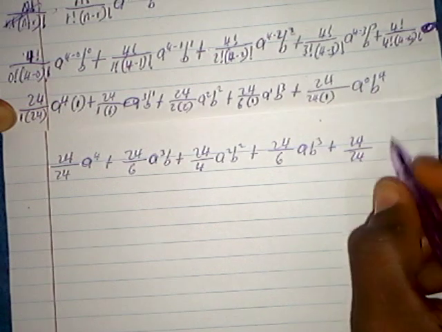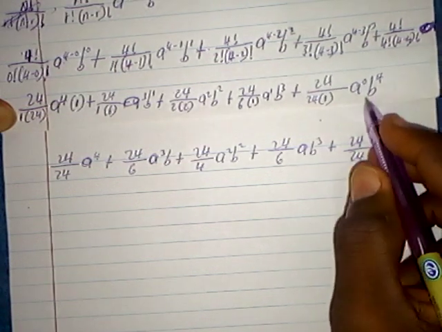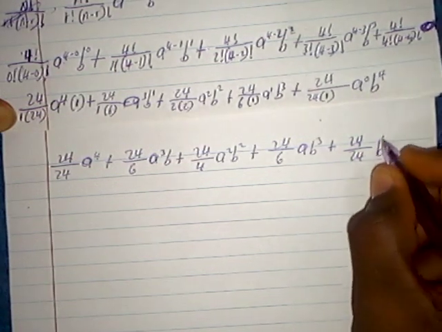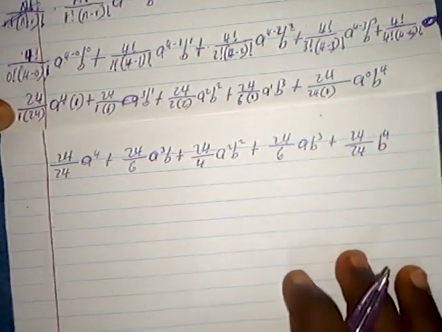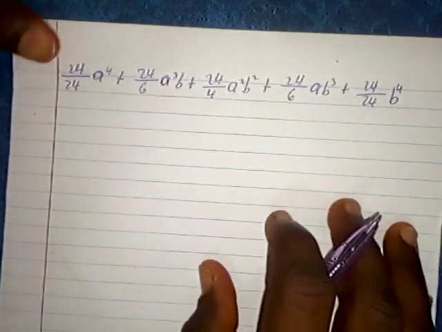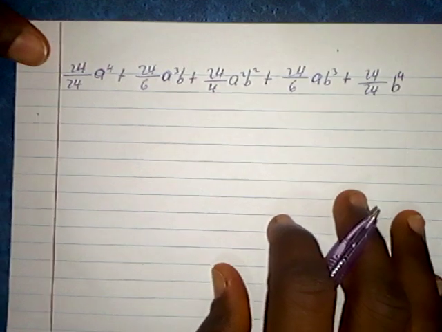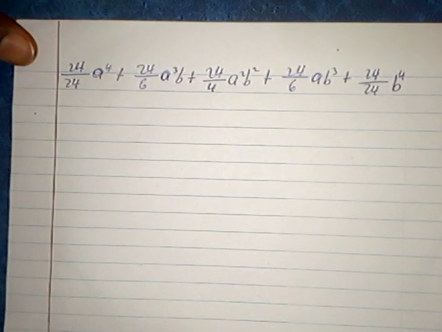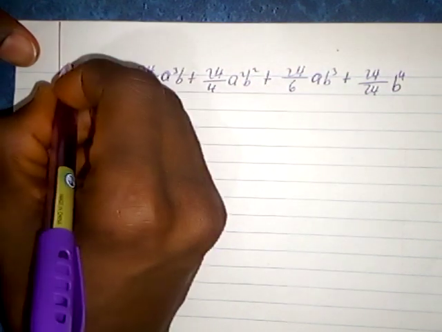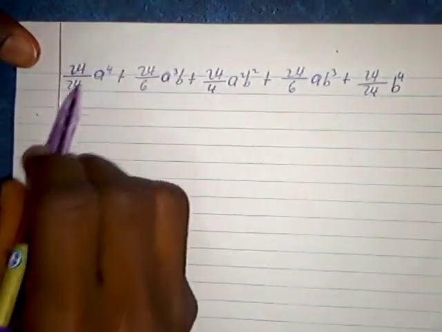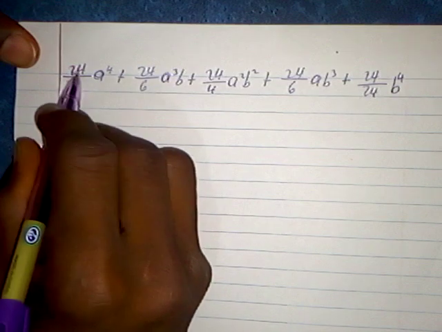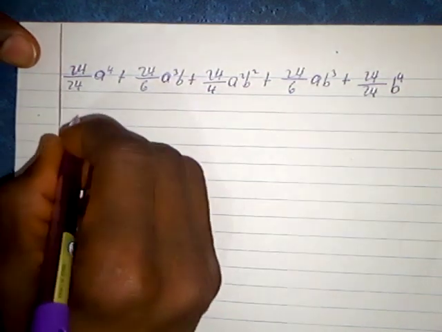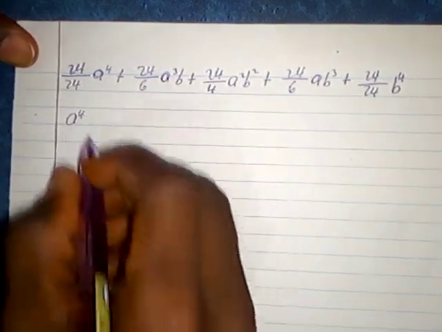A raised to the power 0 is just what? 1. 1 times B raised to the power 4 is just what? B to the 4th power. Do you see it? Now we continue with this. What are we going to do? Let us first try to see how we are going to divide. 24 divided by 24 is what? 1. 1 times A raised to the power 4 is just A raised to the power 4, right?